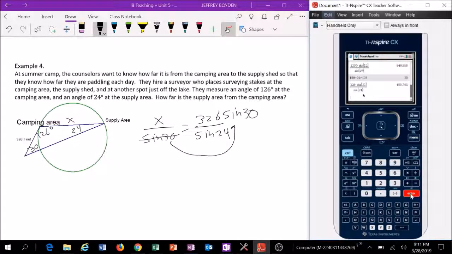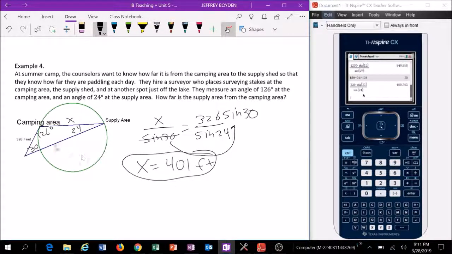And here we go. They are paddling approximately 400 feet. 400, let's round it. Let's go 401. So x equals 401 feet. And does that make sense? Could you paddle that far? Does that look right in the diagram? It does. We should feel pretty confident in that.